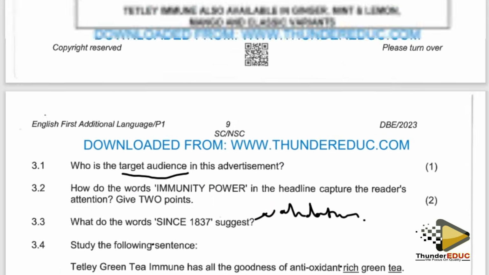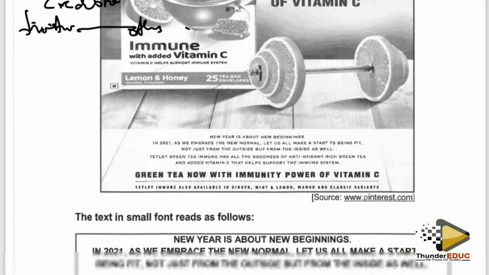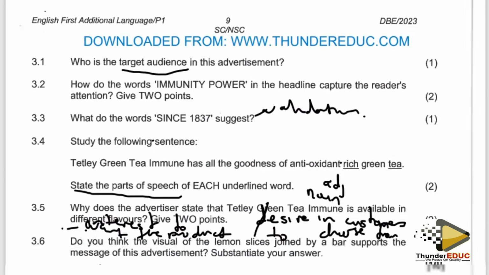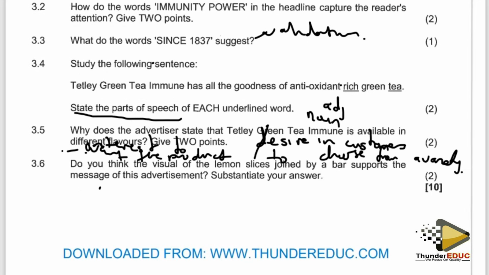Let's go back a little bit. It says green tea now with immune power. It emphasizes that there is power in the lemons that will boost your immune system. So yes, the lemon slices do support the message of the advertisement. The bar is balanced by the slices, and therefore the lemon slices will give a balance to our immune system. So yes, it will be true.